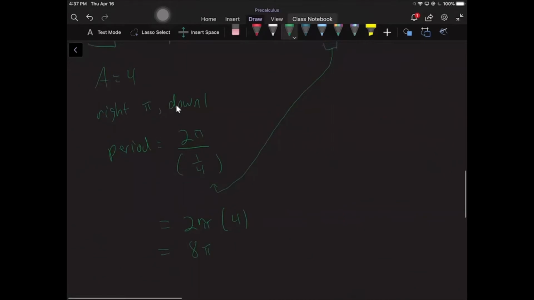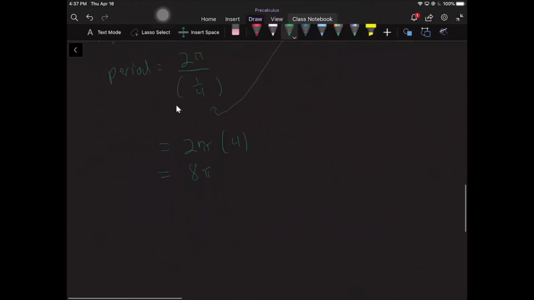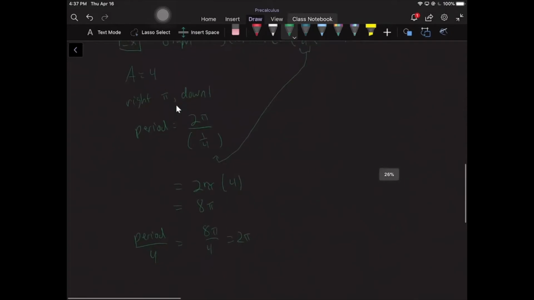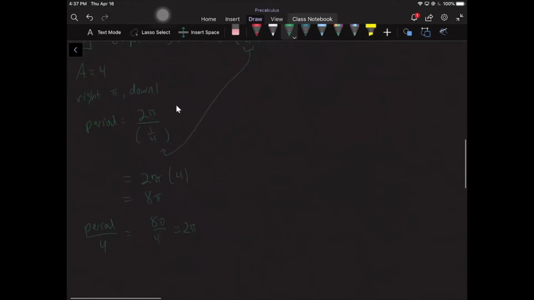Okay? So it still works the same, it's just a fraction, but fractions flip over when you divide, so it still works the same. And the last thing you need is to divide that period by 4, and you get 2 pi. So that's the information we need to figure out the graph. So now we can do the graph.